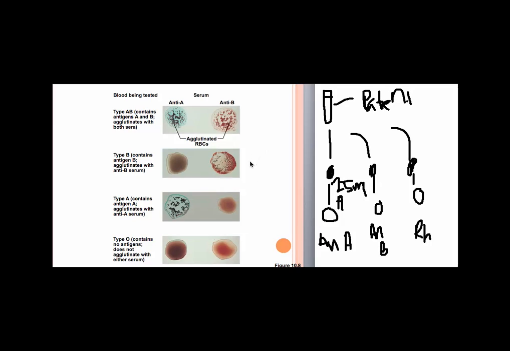Imagine here we have a third column. This is for our RH, and we have clotting. What would the blood type be then? Good, it would be B positive. So think about that. Go through this again. Make sure you understand that.